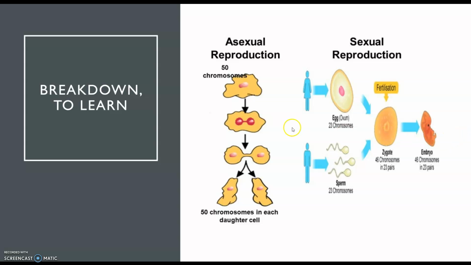And then again, I just listed two of the reproductions here. 50 chromosomes in asexual being split into two, creating a perfect daughter cell. And then the female egg, which has 23 chromosomes, combining with the male sperm, which is 23 chromosomes, coming together for fertilization, making a zygote. That's 46 chromosomes in 23 pairs. That makes an embryo, which has 46 chromosomes in 23 pairs.